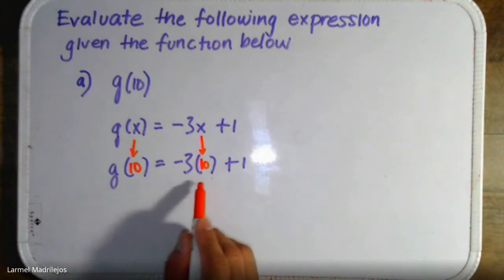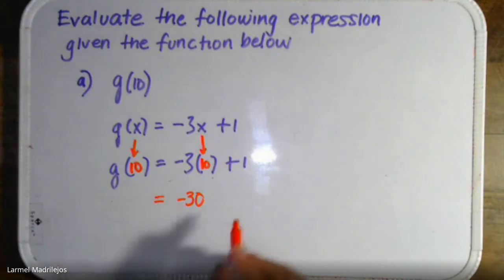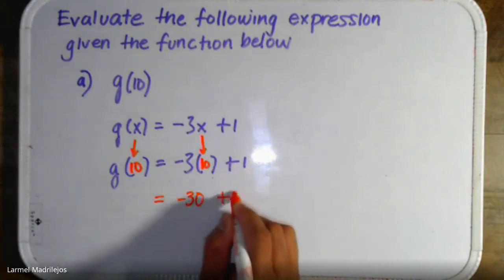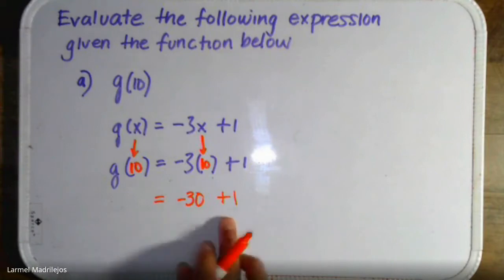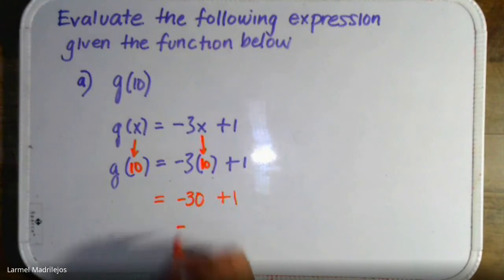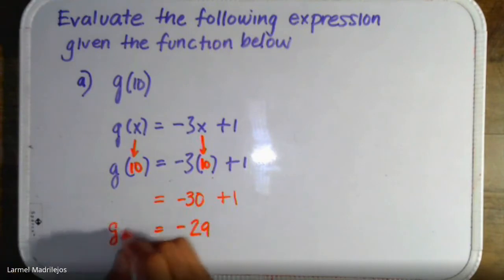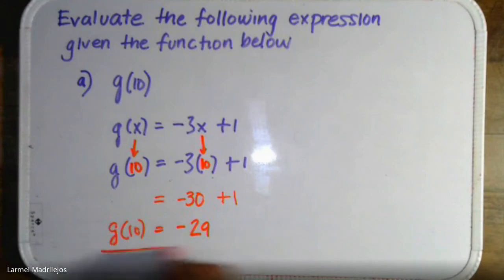Negative 3 times 10 gives me negative 30. Drop down to plus 1. Now we have different signs here. So what does it mean? It means that we're going to subtract them. But we need to be careful. We need to use the sign of the larger number. The larger number is 30. So the answer here will be negative. Let's subtract 30 minus 1. It's 29. So the answer is g of 10 is equal to negative 29.